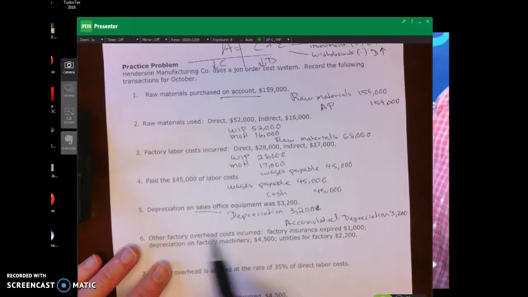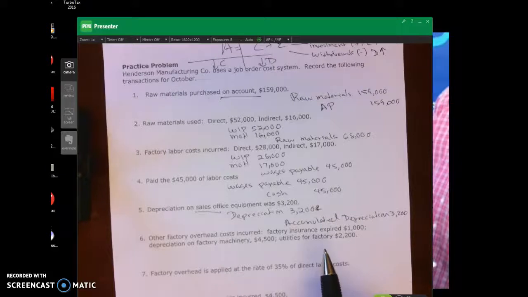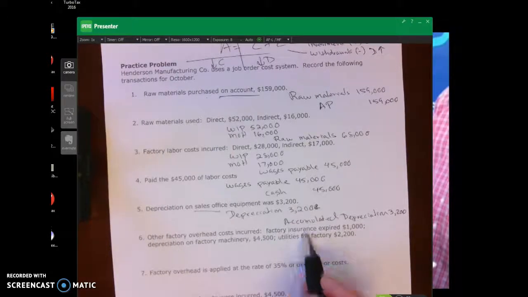Look at the next one: other overhead costs incurred. Factory insurance expired, $1,000; depreciation on factory machinery, $4,500; utilities for the factory, not paid but incurred, $2,200. Okay, this factory insurance is a prepaid asset, a prepaid expense. The journal entry to recognize the expiration of a prepaid, like prepaid rent or prepaid insurance, is a debit to insurance expense and a credit to prepaid insurance. But rather than debiting insurance expense, we're going to move it into manufacturing overhead.